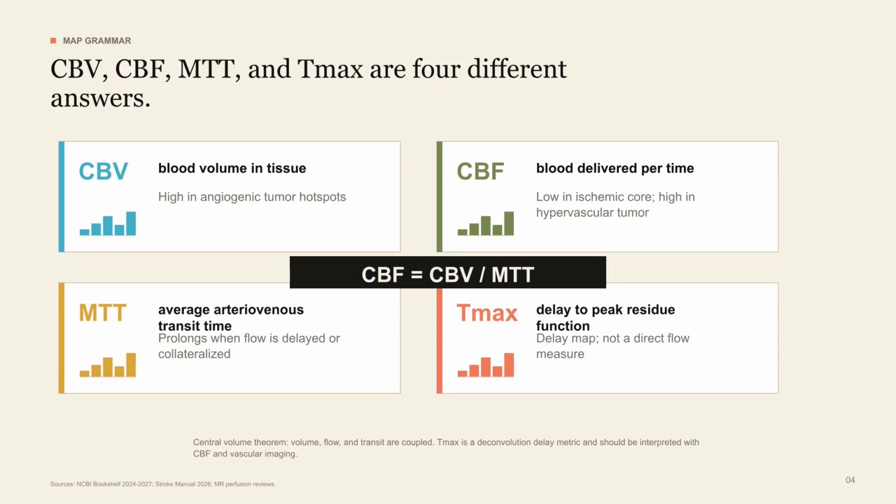CBV, CBF, MTT, and Tmax are distinct metrics. CBV is blood volume. CBF is blood delivered per time. MTT is average arteriovenous transit time. Tmax is the delay to peak residue function. Remember, the central volume theorem links these three: CBF equals CBV divided by MTT.